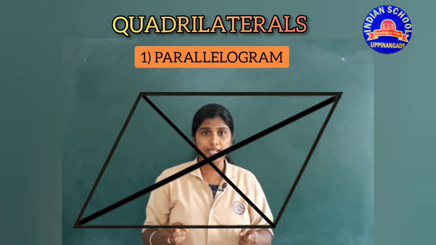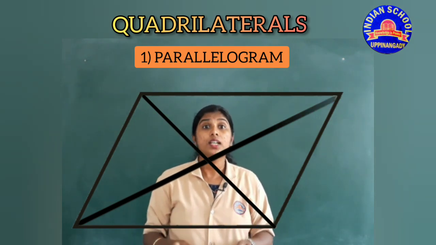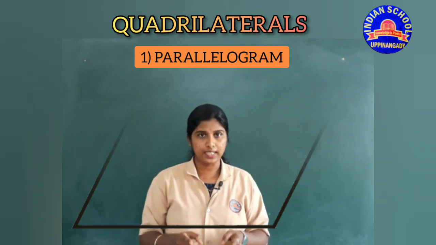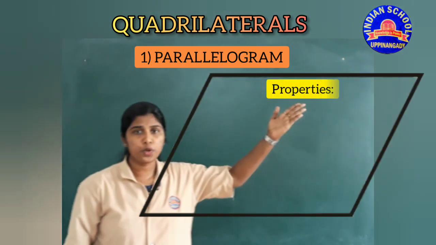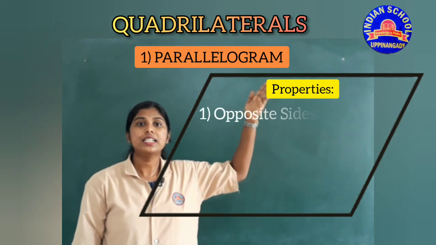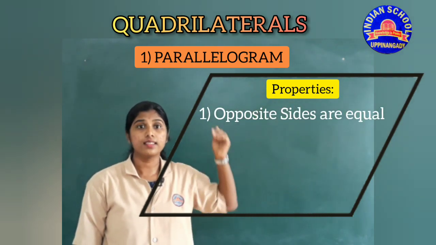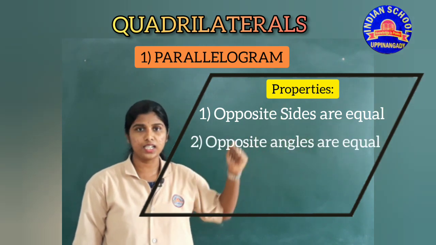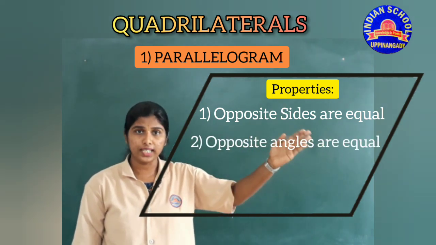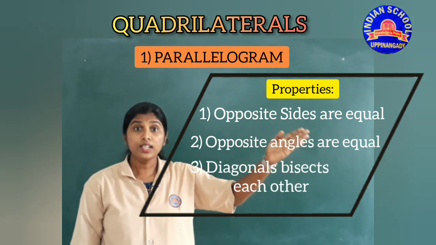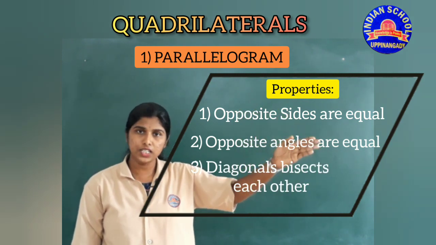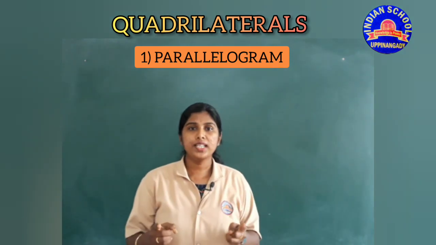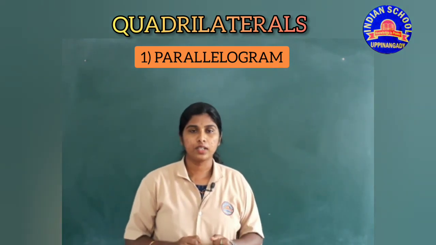So dear students, we have learnt about the properties of a parallelogram. The first property is opposite sides are equal. The second property is opposite angles are equal, and the third property is their diagonals bisect each other. So these are the properties of a parallelogram.